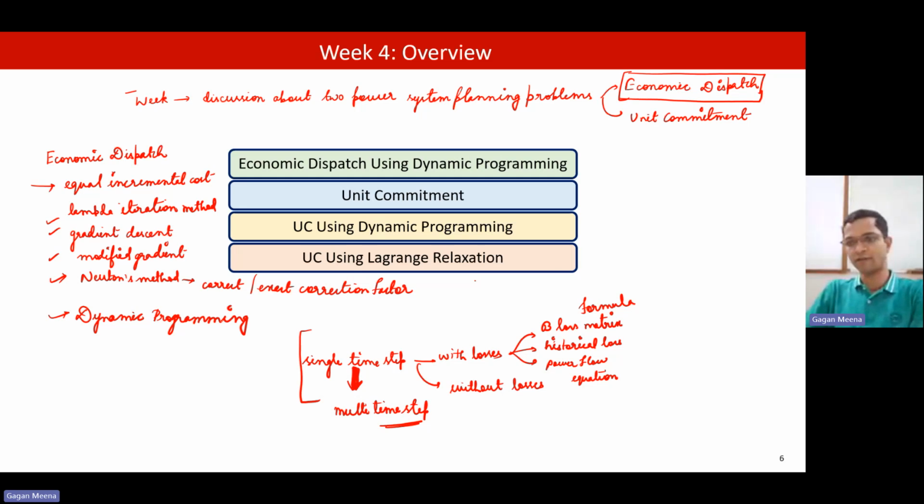We will see why we need to go for multi-time step. But before that, we already know that in a day we have 24 hours. For each hour, the demand is fixed. Earlier it was 1 hour; in India now it is 15 minutes. So we have 15-minute time blocks.